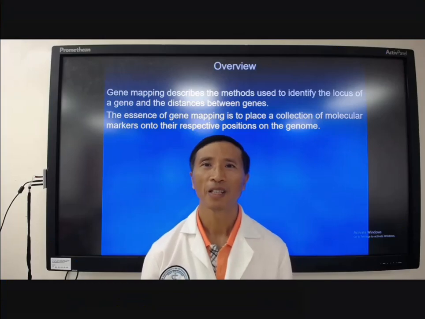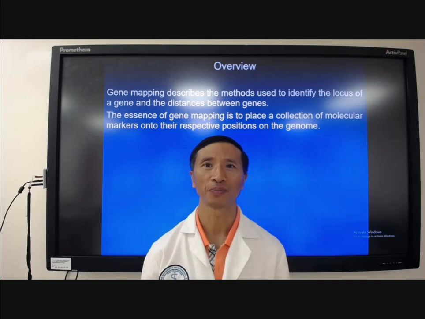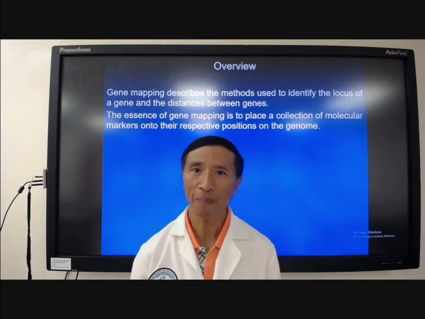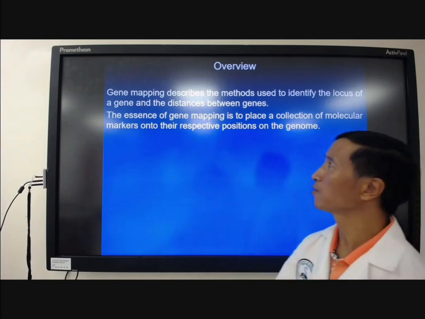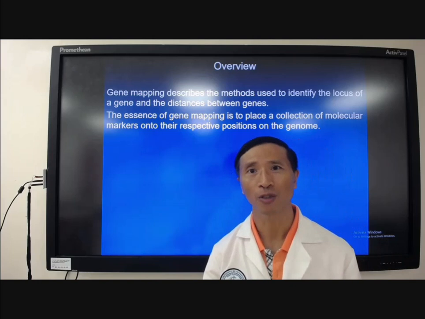Gene mapping describes the methods used to identify the locus of a gene and the distances between genes. A central task of gene mapping is to place a collection of molecular markers onto their respective positions on the genome.